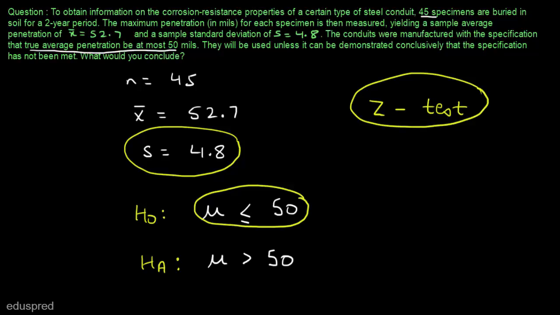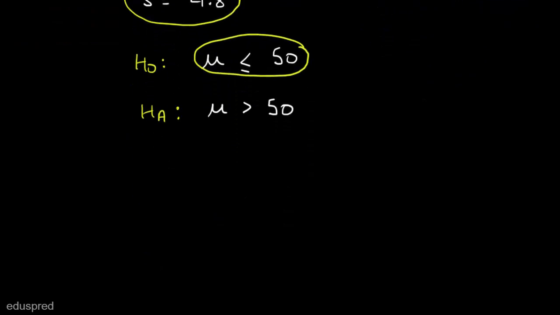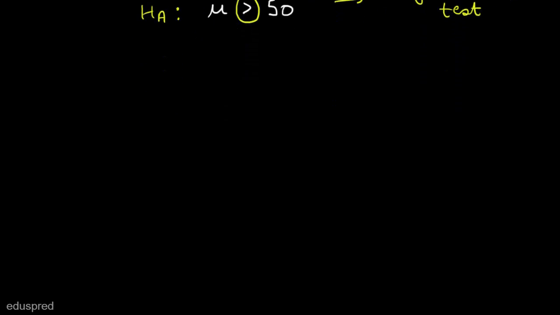Now let's draw the rejection region. So as you can see in the alternate hypothesis, we have a greater than sign. So that means this is a case of right-tailed test. So right-tailed test.